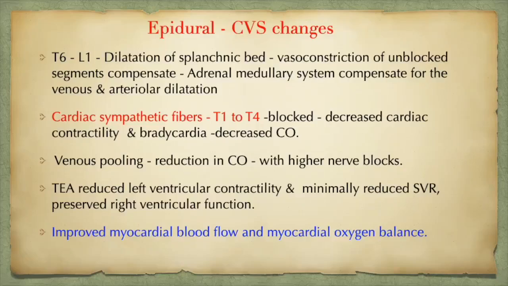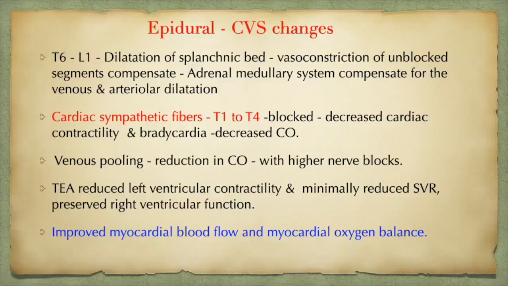Coming to the cardiovascular changes produced by epidural anesthesia, if the blockade is between T6 to L1, there will be dilatation of the splanchnic bed. This is compensated by vasoconstriction of the unblocked segments, mainly brought about by the adrenal medullary system, which compensates for the venous and the arterial dilatation. When the cardiac accelerator fibers, namely T1 to T4, are blocked, it leads to decreased cardiac contractility and bradycardia, thereby resulting in decreased cardiac output.